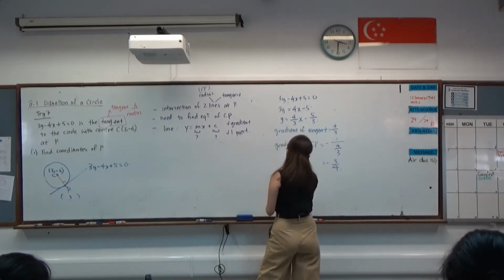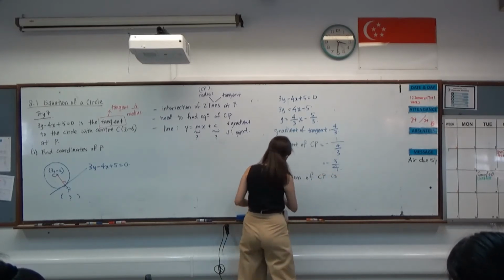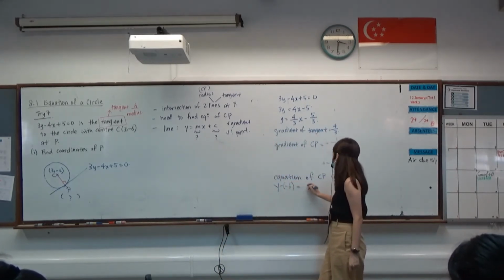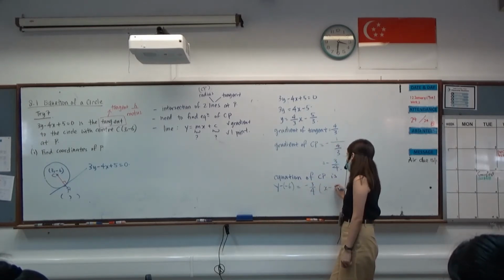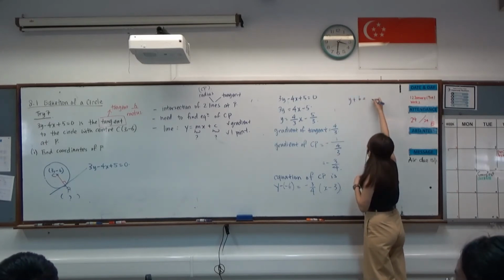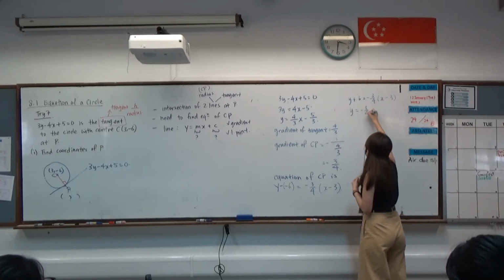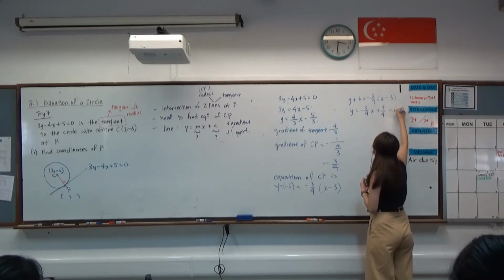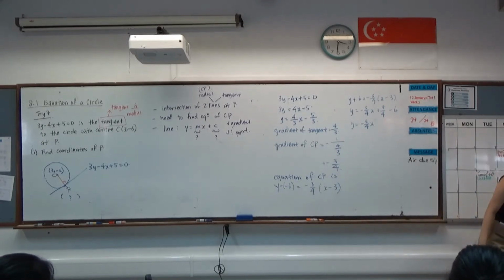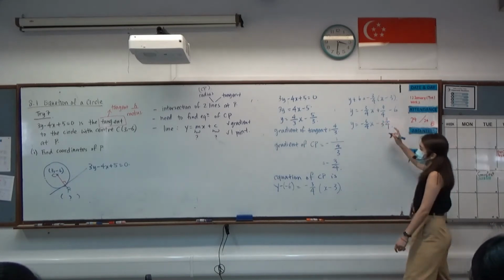Since we already have one point, we can find the equation of CP. So y minus the y-coordinate of the center, negative 6, equals negative 3/4 times x minus 3. So there will be y plus 6 equals negative 3/4 times x minus 3. Okay, so we got the equation of CP.